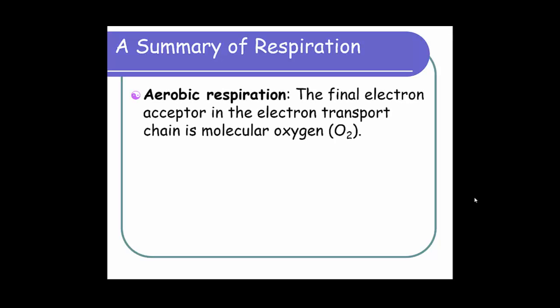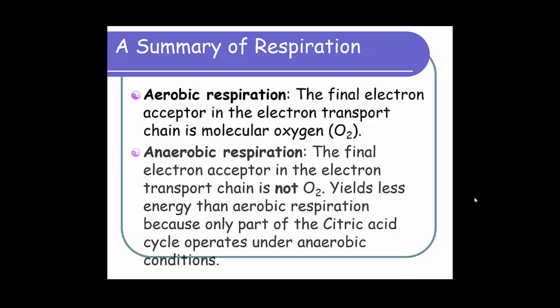So, if the final electron acceptor of the electron transport chain is molecular oxygen that then forms water, we undergo aerobic respiration. It requires oxygen. In anaerobic respiration, however, the final electron acceptor in the electron transport chain is not oxygen. It is something else. The yields of ATP are therefore generally less than aerobic respiration because only part of the citric acid cycle will operate under anaerobic conditions. There are certain steps of the CAC that need oxygen.